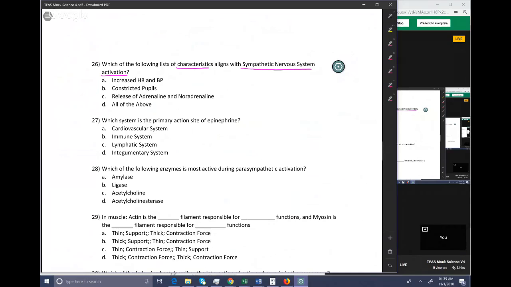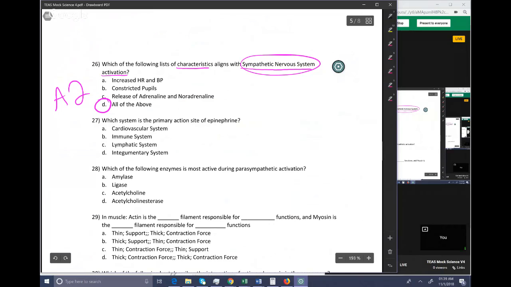Don't forget the release of adrenaline and noradrenaline is not only part of this, it's a huge part of it. It's actually what causes all the other things that happen. So when adrenaline and noradrenaline get released, it increases heart rate, it increases blood pressure, and it constricts pupils, as well as everything else that's characteristic of this nervous system. So this one is all of the above. That does come from Anatomy 2.